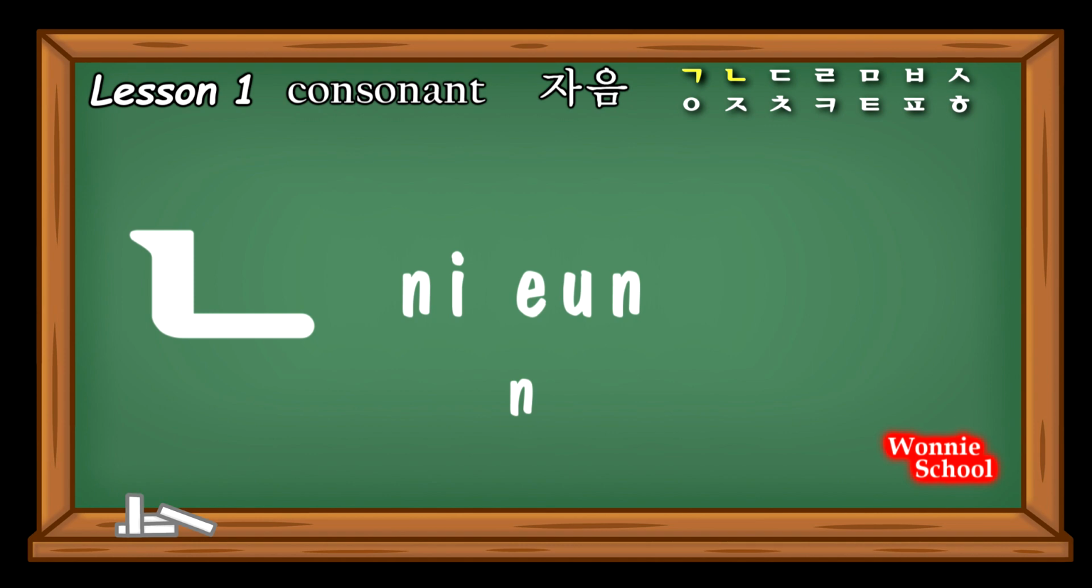And now, here is the second one. 니은. Please listen and repeat. 니은. This 니은 has N sound. N, n. So it's like the word new. Okay, let's check out how to write in a right way. 1. Right, it's just like the alphabet L.